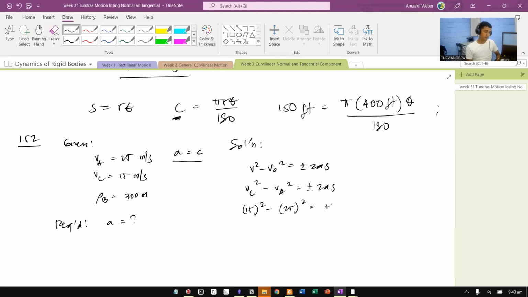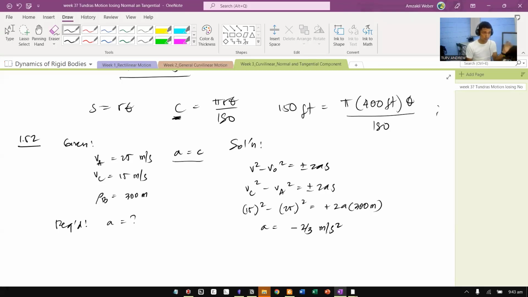So then, plus V A. Then, the distance is 250 plus 50, which is 300 meter. Now, we can solve for the deceleration, the negative. 15 squared minus 25 squared, divided by 2 times 300, that is negative 2/3. Negative 2/3 meter per second squared. That's the deceleration.